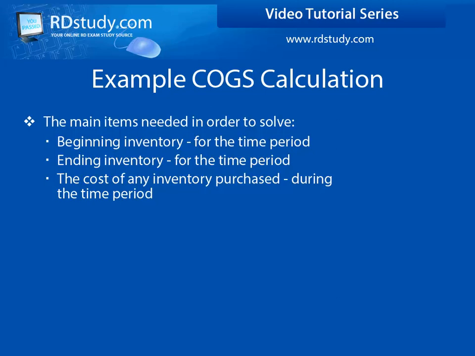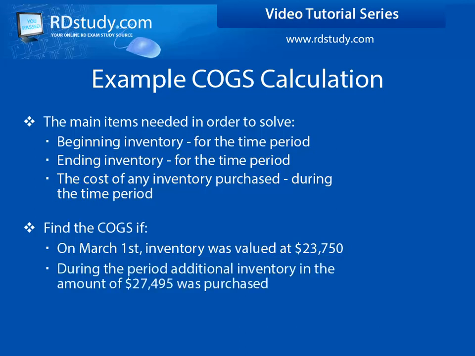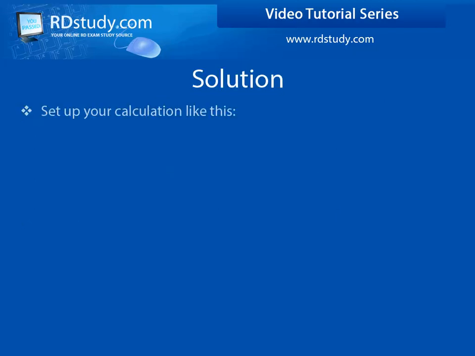The question you are presented with is, what is the cost of goods sold for the month of March if your inventory when you open for business on March 1st is $23,750, you purchased $27,495 during the month, and your inventory on the close of business on March 31st is $19,225. Set these problems up this way.